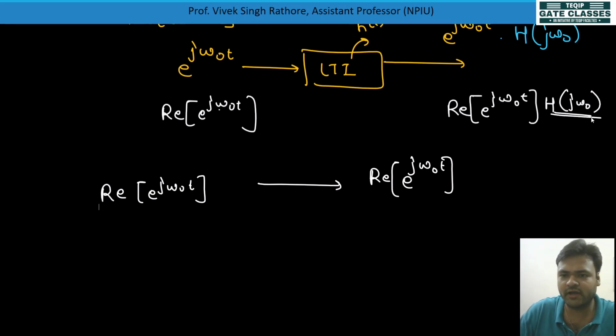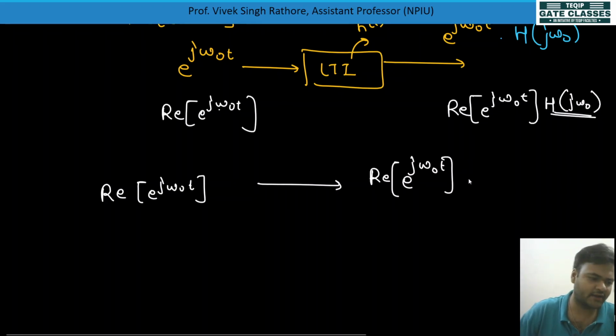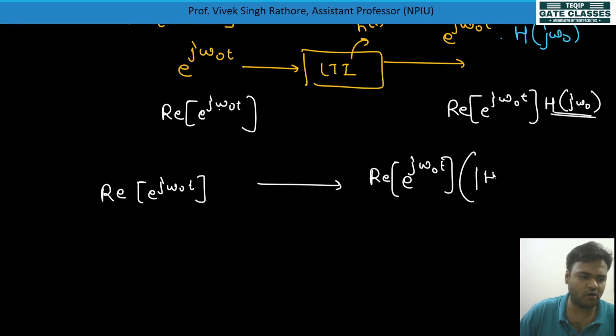See, h of j omega naught will have some magnitude and some phase. So can we write it like this? h of j omega naught can be written as mod of h of j omega naught times its phase, whatever you can write. No problem with that. See what the real values will take.